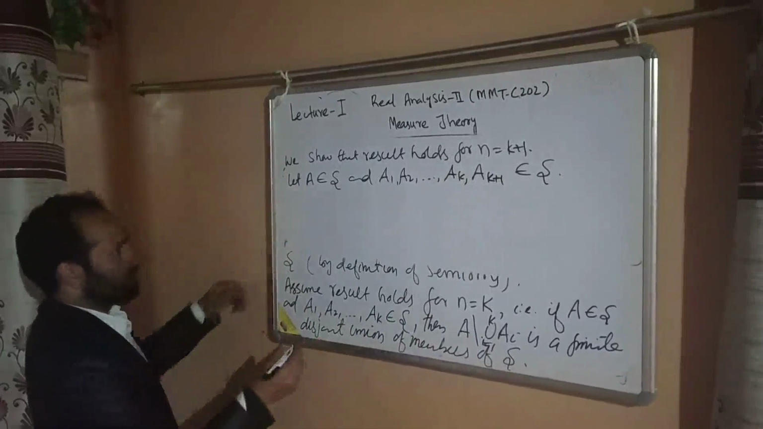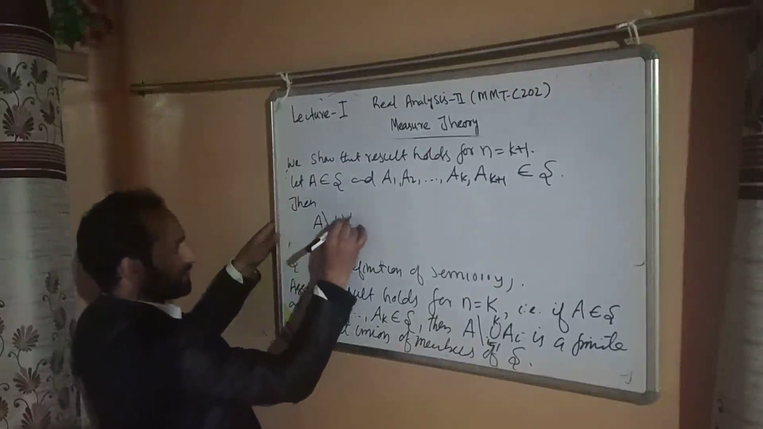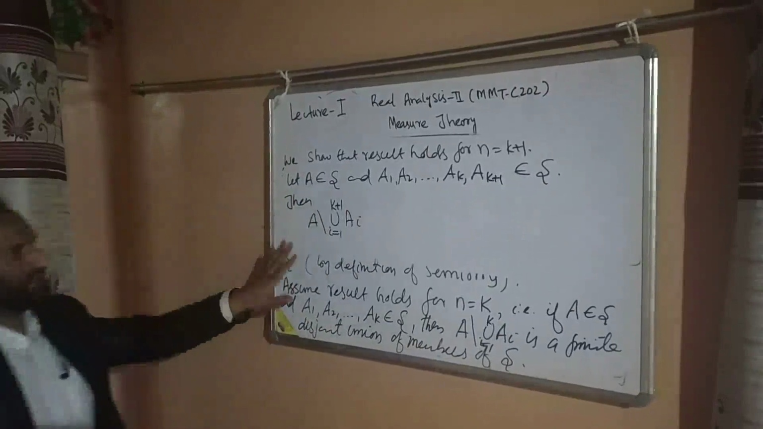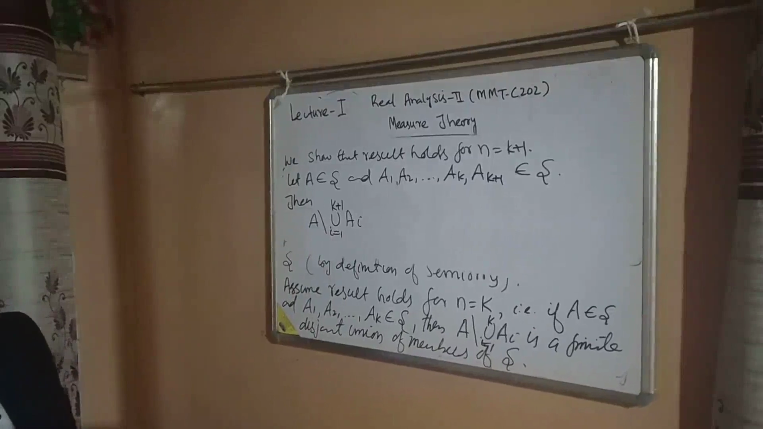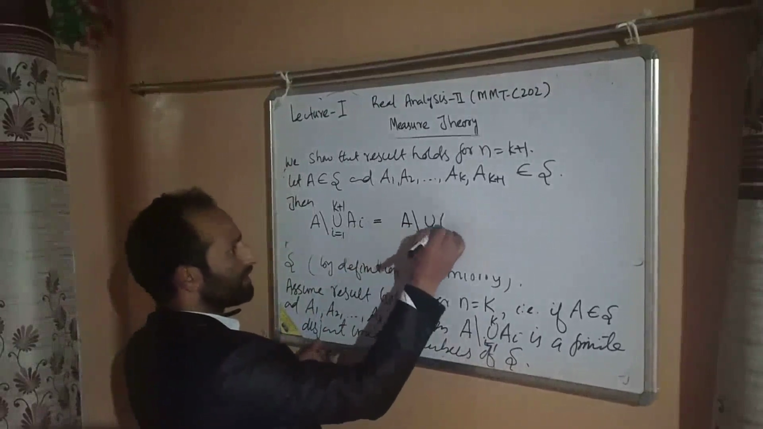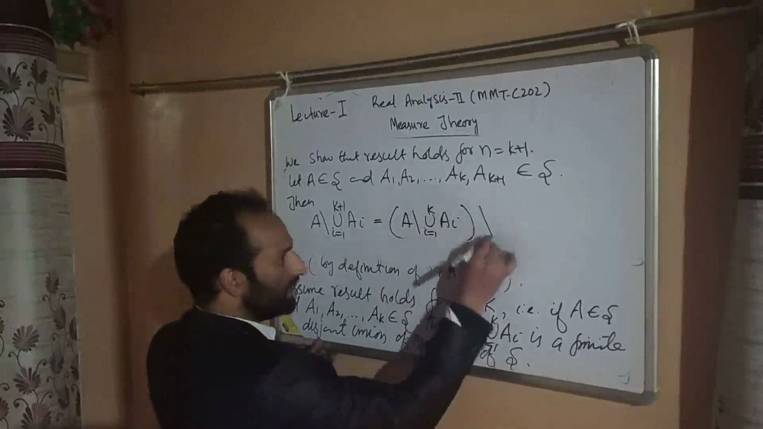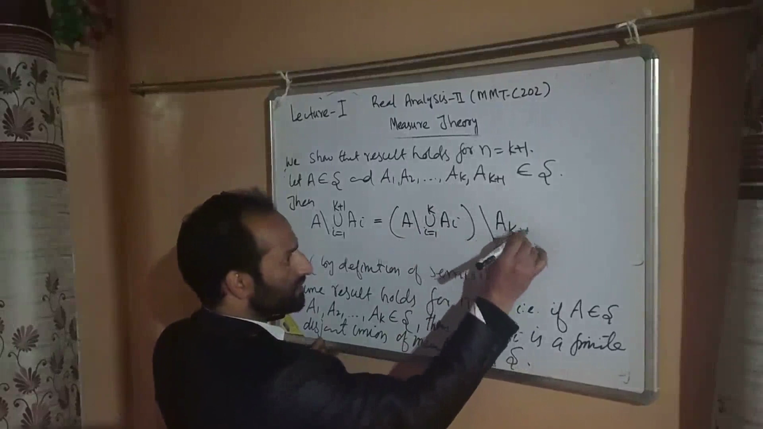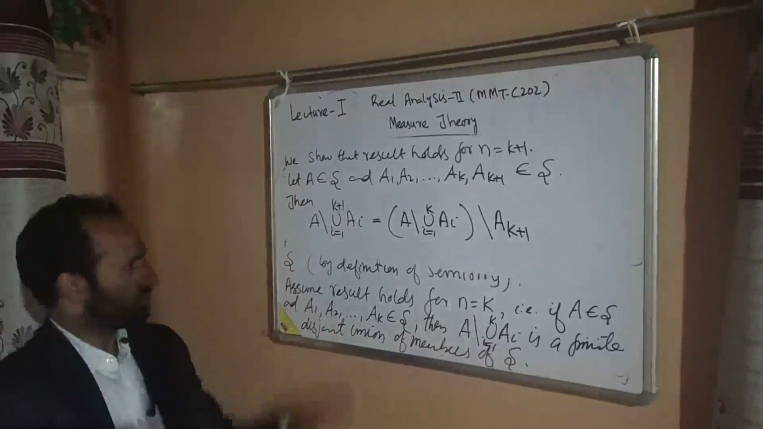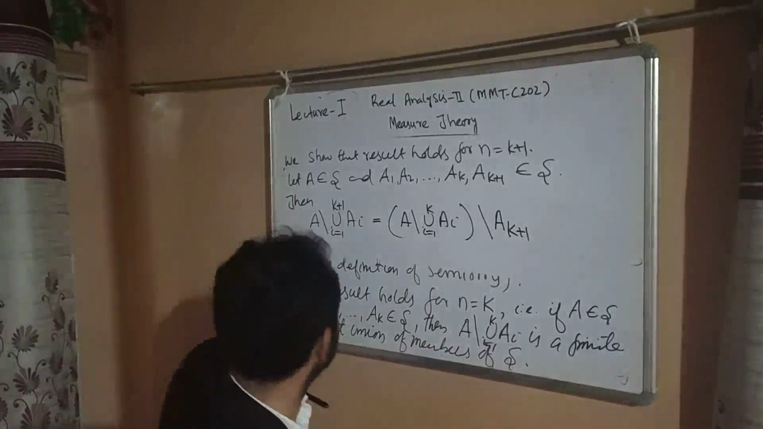Then by induction hypothesis, we have to find this. We show that A minus the union of Ai, i running from 1 to k plus 1, can be written as a finite disjoint union of members of S. It is equal to A minus the union of Ai, i running from 1 to k, then minus Ak plus 1. You can easily verify that this set difference is equal to the other one. They are the same.